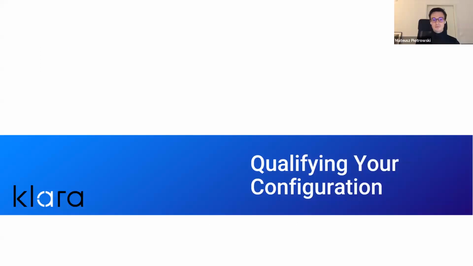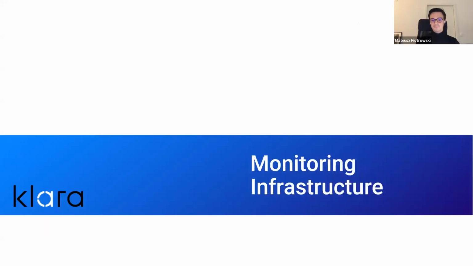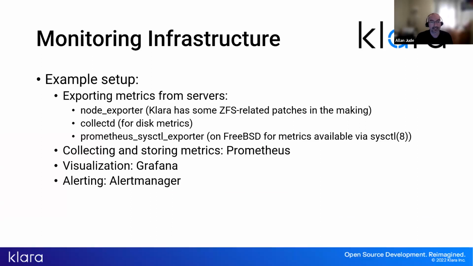And then, Allan, there is a question from Frederick. Yes, to go back to the slide with the specific tools. There we are. So that was node exporter, collectd, and then on FreeBSD, there's a tool built into FreeBSD called Prometheus sysctl exporter. It exports all the specific sysctls from FreeBSD for consumption by Prometheus. And then Prometheus is the database to store all of these metrics, Grafana to visualize it, and Alert Manager to make alerts based on thresholds.